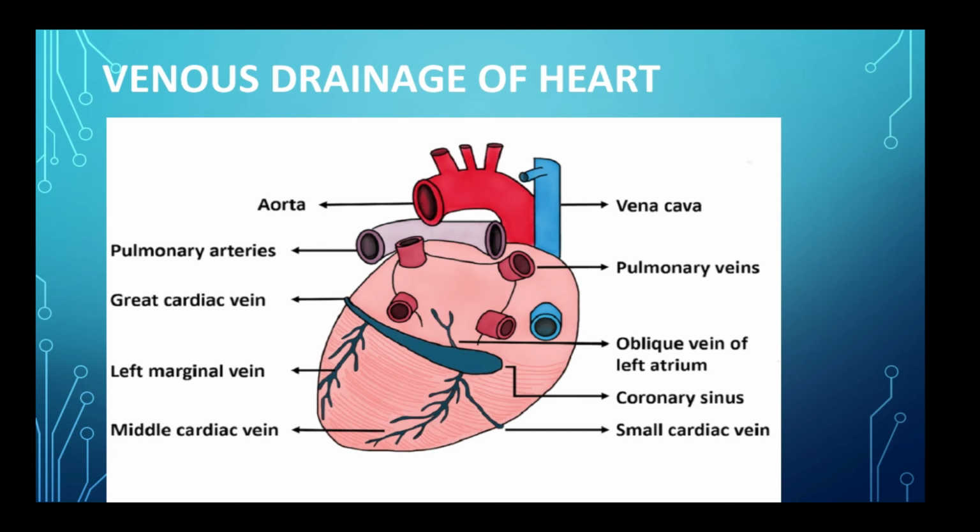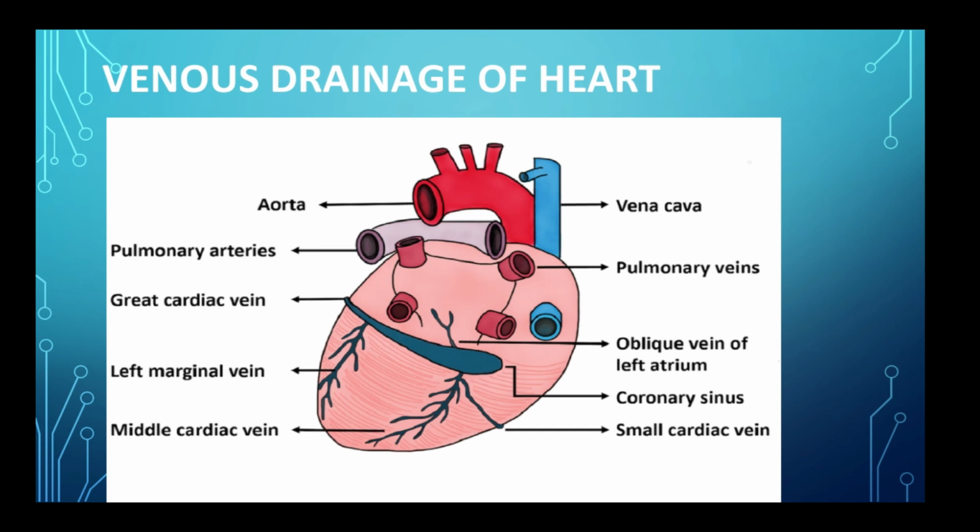The veins of the heart. The main vein is the coronary sinus. It is the largest vein of the heart. It is situated in the posterior part of the coronary sulcus. It ends by opening into the right atrium.